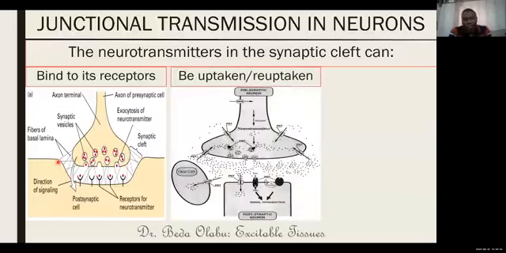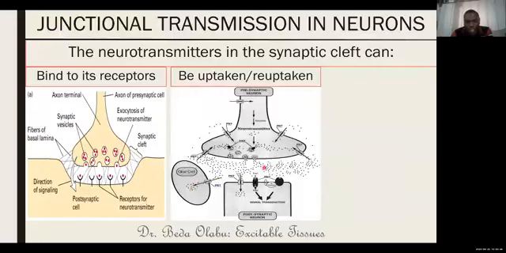The other option is that the neurotransmitter can actually diffuse away from the synaptic cleft. I'm using the term diffusion loosely here, but basically it means that it can go away from here. It can go away because it has been taken up by an astrocyte. That is what we call uptake. It means that the astrocytes take away the neurotransmitter from the cleft.